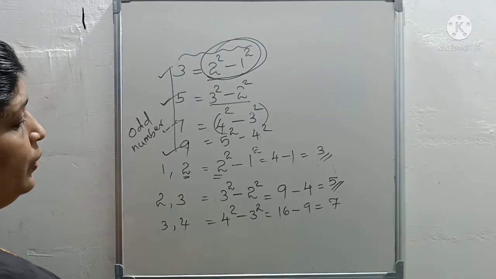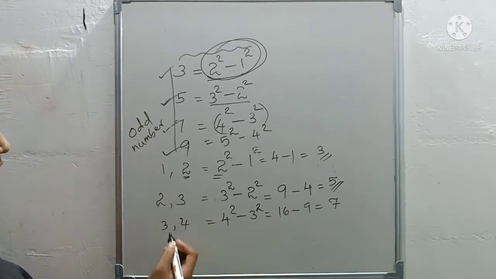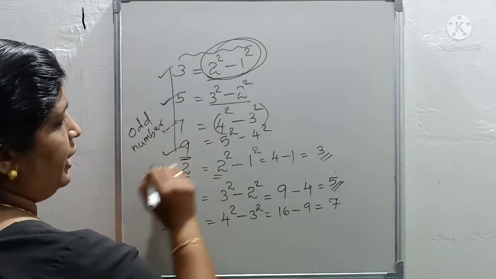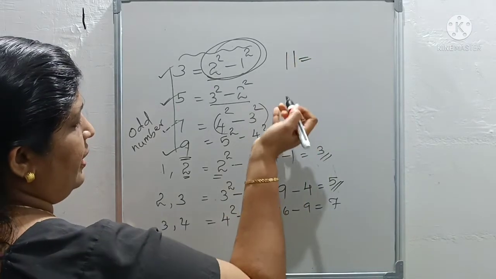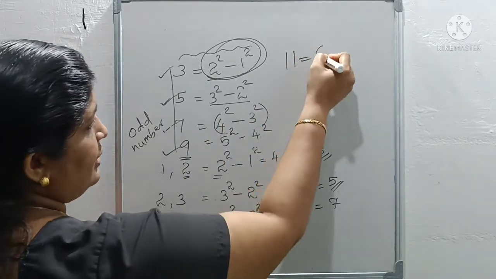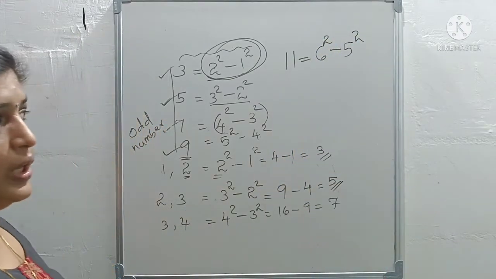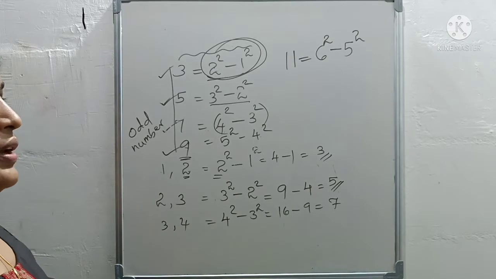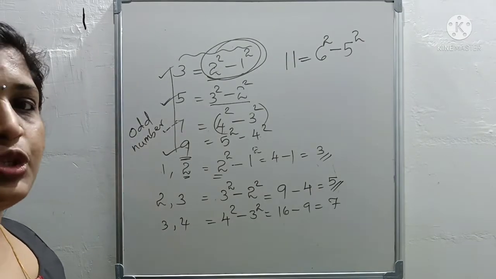Then how do we write the next line? The next line is, after 9, the next odd number, that is 11. And how can we write it? That is 6 squared minus 5 squared. Then how do we explain this using algebra?